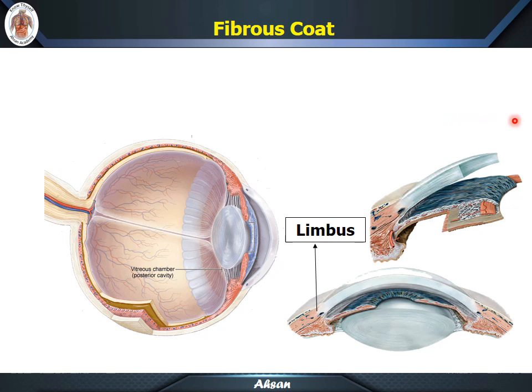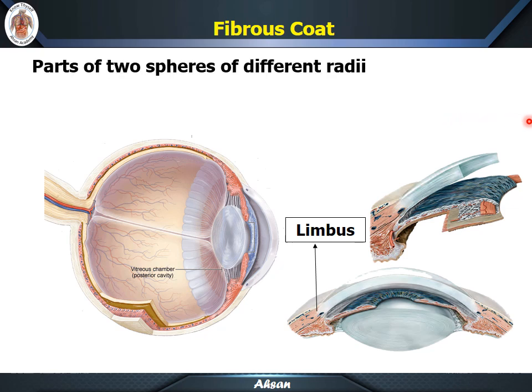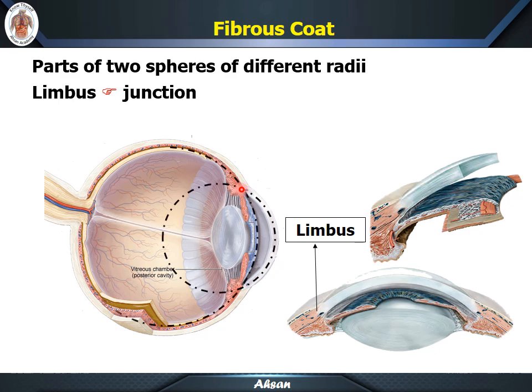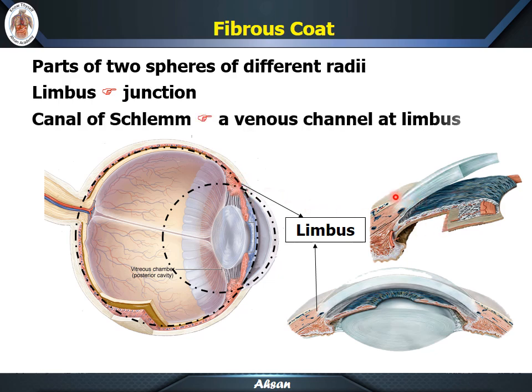The outermost coat of the eye is the fibrous coat. Already we have discussed that, and it is part of two spheres combined together. This posterior part is part of one sphere, and the anterior one-fifth is part of another sphere, and the junction is known as the limbus. If you look into the limbus, you'll find one venous channel. This is the venous channel, known as the canal of Schlemm.